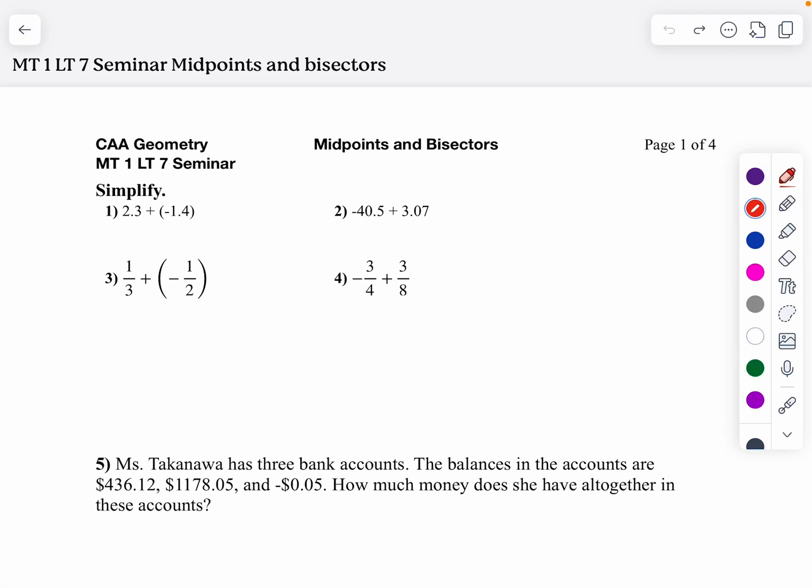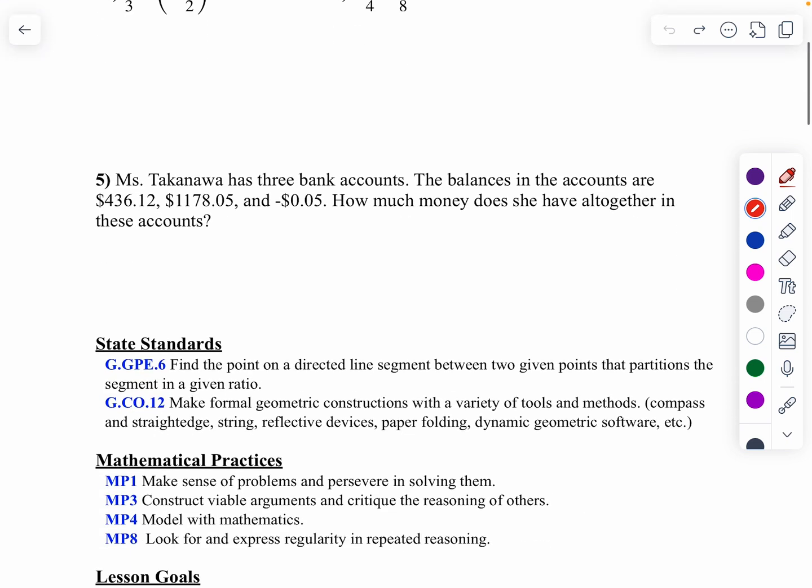Seminar on midpoints and bisectors. Do the first 5 questions and then come back and we'll look at the rest of the seminar.